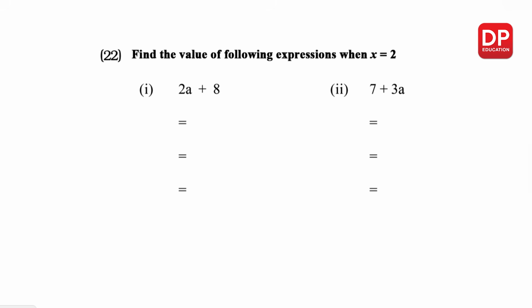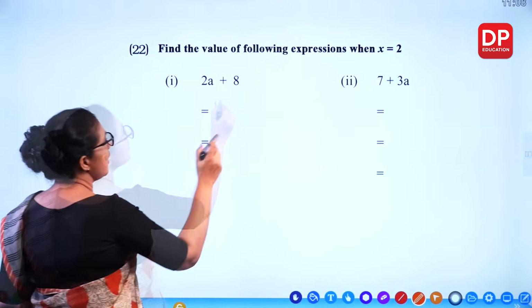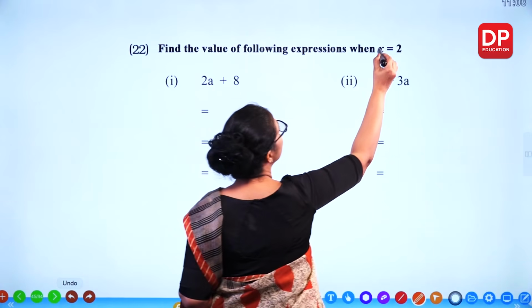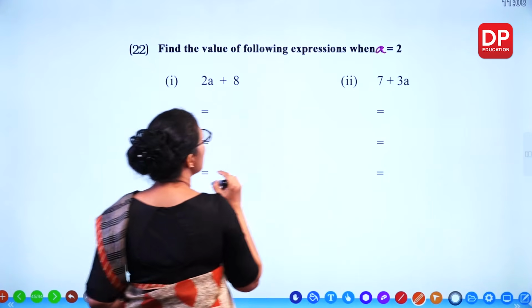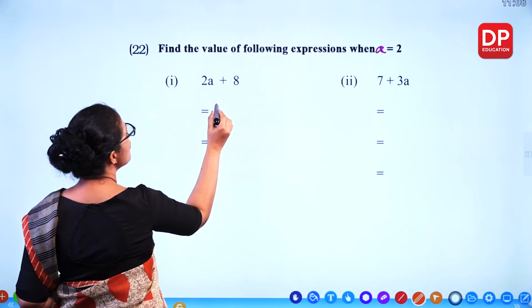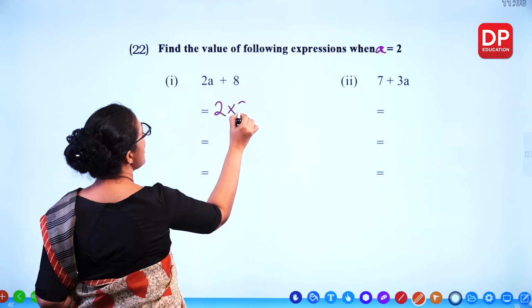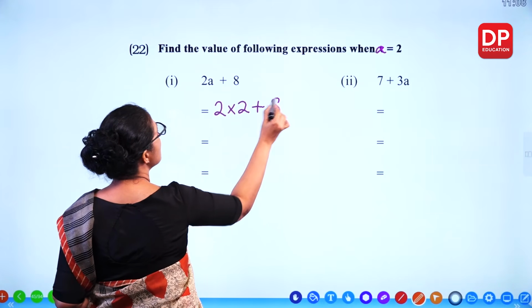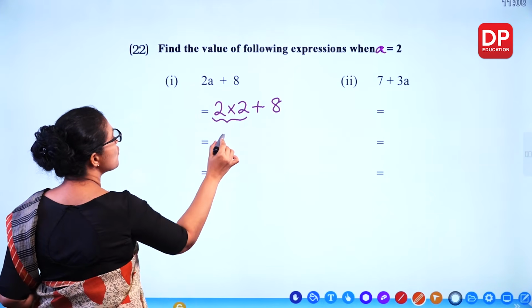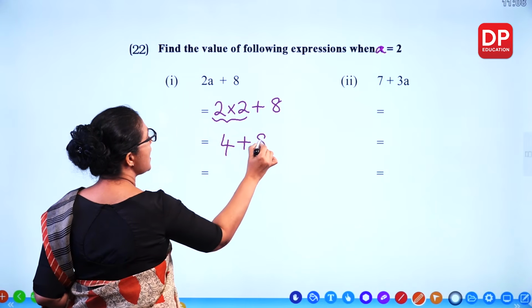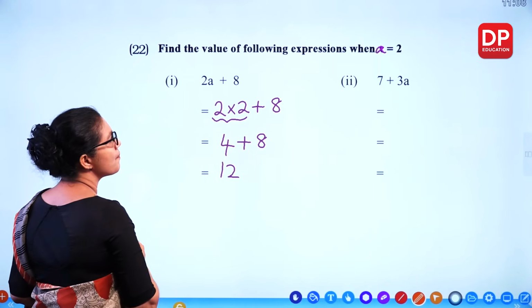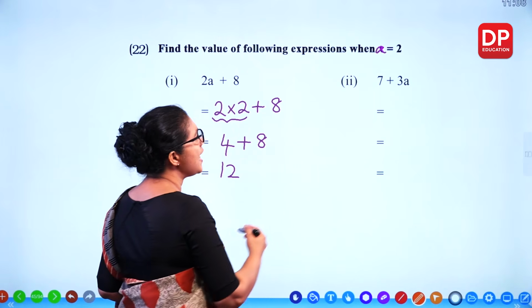Find the value of following expressions when a equals 2. Substitute here, not x, a. A equals 2. Substitute a equals 2: 2 times 2 plus 8. Multiplication first. 2 times 2, 4. 4 plus 8, 12. 7 plus 3a.